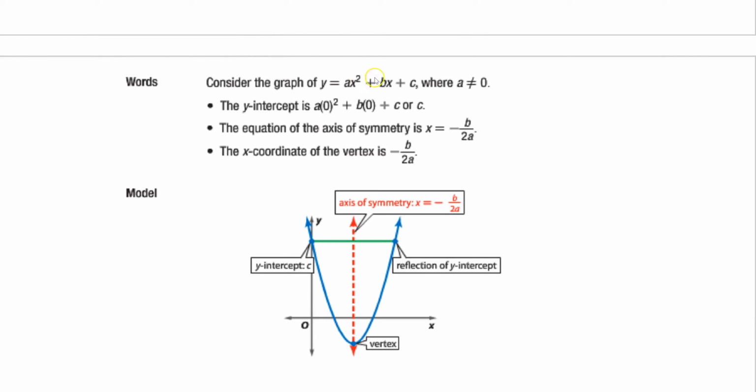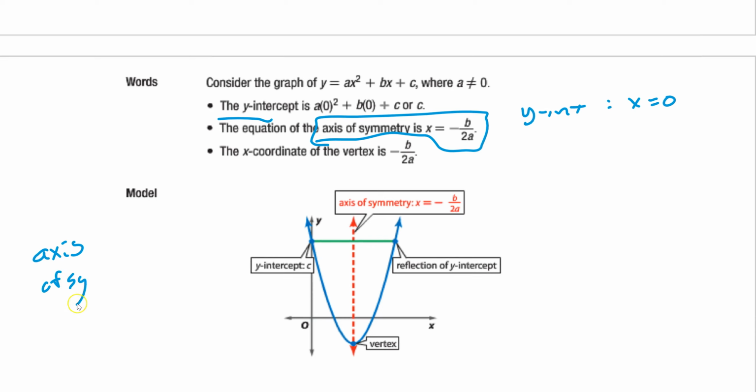If I give you a normal quadratic graph right here, a couple of things. If you want to find the y-intercept, like we always talk about, just set x equal to 0. Here's the big one. If you want the axis of symmetry, we have a formula for it. The axis of symmetry is x equals negative b over 2a. If you have the general equation, you just use the formula negative b over 2a.